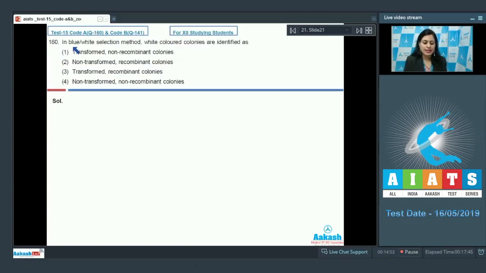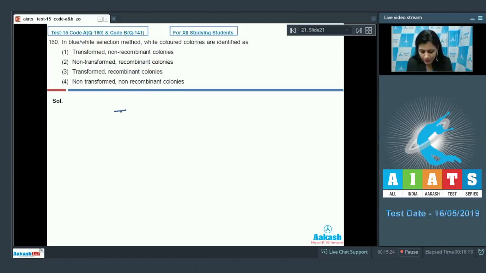Question number 160. In blue-white selection method, white-colored colonies are identified as, and the options are transformed non-recombinant colonies, non-transformed recombinant colonies, transformed recombinant colonies, and non-transformed non-recombinant colonies.